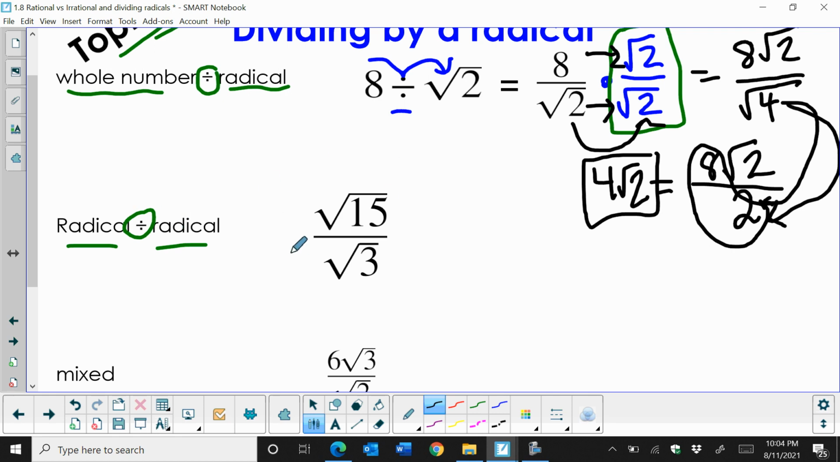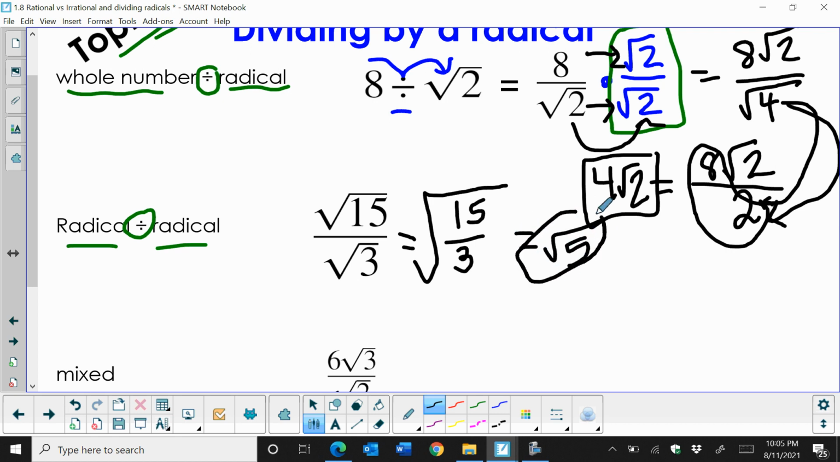Well, what if you have a radical divided by a radical? Well, you have a slightly different set of rules. We have the square root of 15 divided by the square root of 3. Because 15 is divisible by 3 and they're both under the radical, we can divide those two numbers. So we can rewrite this with one big radical expression. And we know 15 divided by 3 is just 5. So that's going to be the square root of 5. All that just simplifies under the radical.